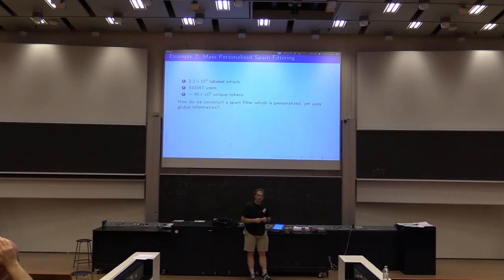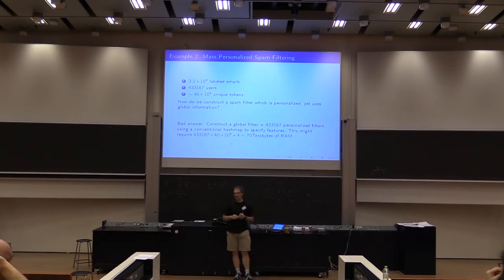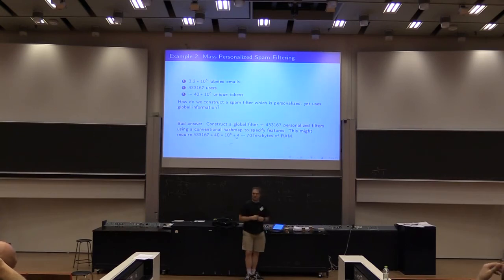Okay, so how do you actually create a personalized spam filter? So let me show you how you don't do it. You don't construct 433,000 different spam filters. It's because the amount of RAM required with the most naive implementation would be about 70 terabytes. This is one for every user times one for every token times 4 bytes per parameter.